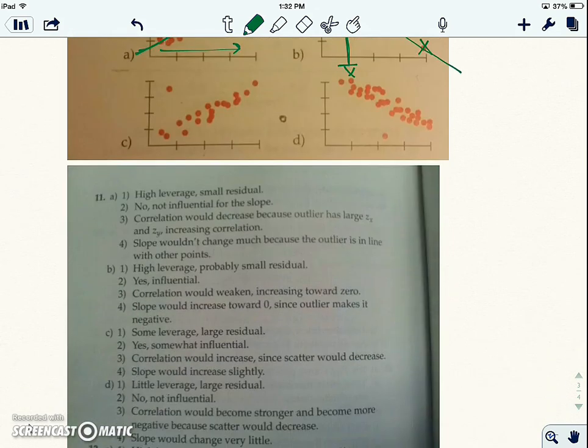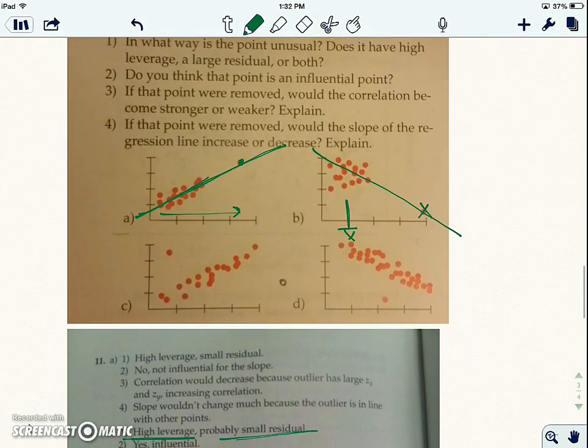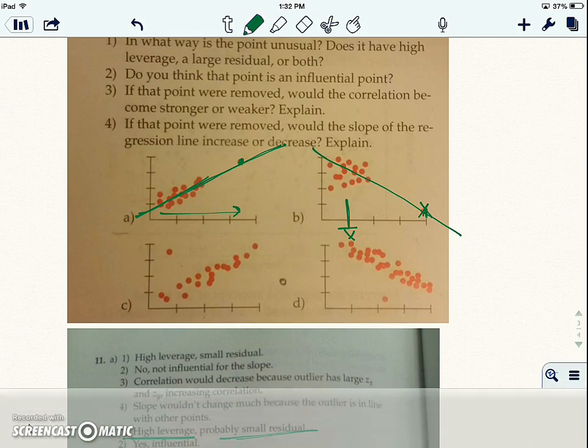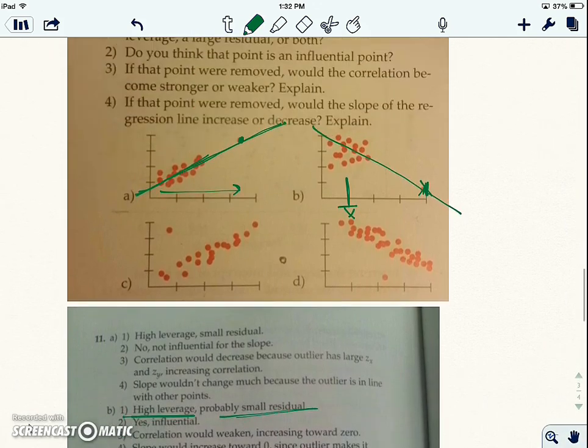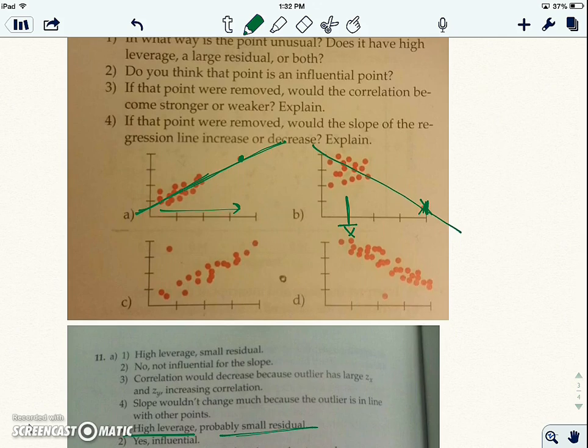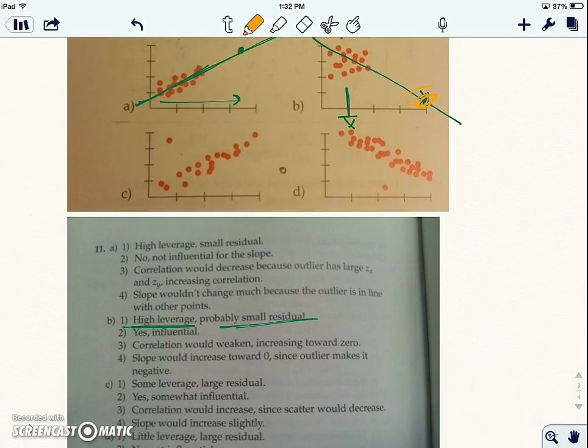For B, it has high leverage, but probably a small residual because if you did the line of best fit with it, it's going to pull the line to it and have a small residual. Is it influential? Yes, because if that point wasn't there, the line of best fit would do something like this instead. The correlation would weaken, decreasing to 0.